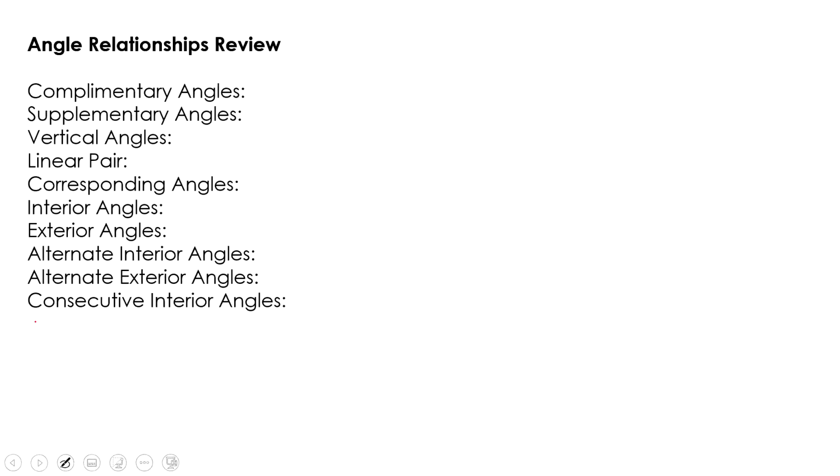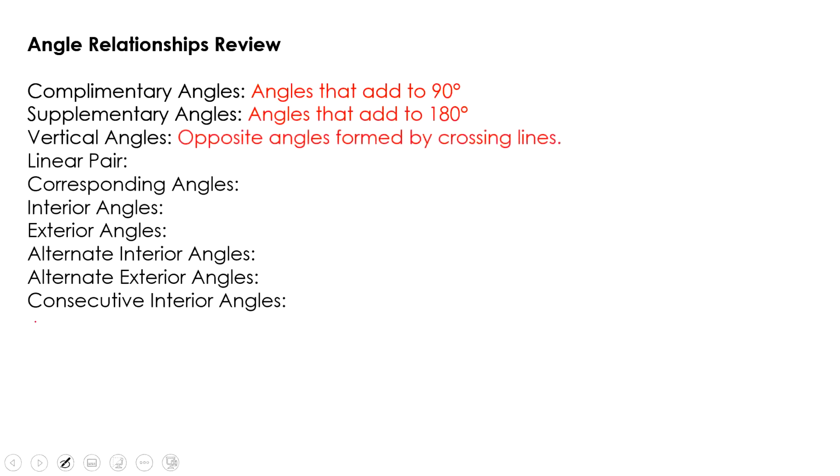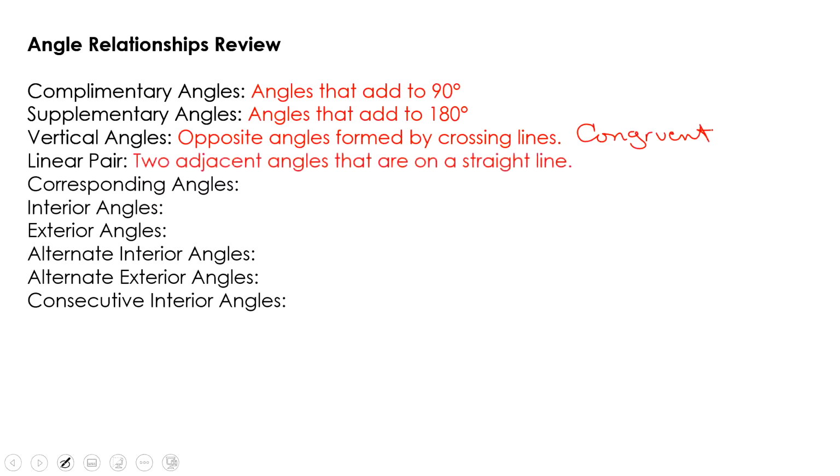Complementary angles, we remember that those are angles that add up to 90 degrees, something we should always try to remember. Supplementary angles are angles that add up to 180. Vertical angles are the opposite angles formed by lines that cross. They share a vertex, but they don't share any sides. We have to remember that these angles are congruent. I'll write notes like that as well.